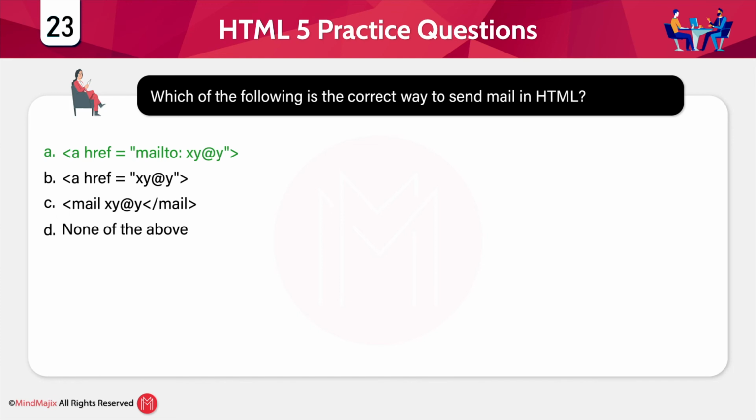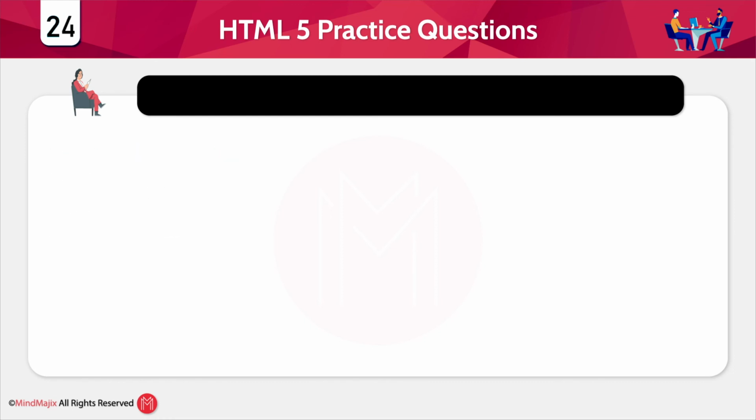The first option, A. In the anchor tag, the href attribute value would be within double quotes: mailto colon the mail address. Some link would be given here. If I click on that link, automatically the Gmail compose window will open, and in that, this mail ID will be placed automatically. Now, which of the following is the container for tr, th, td?